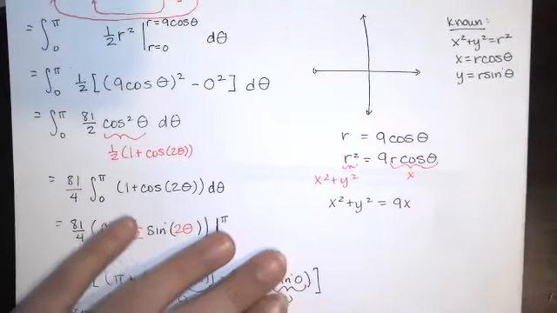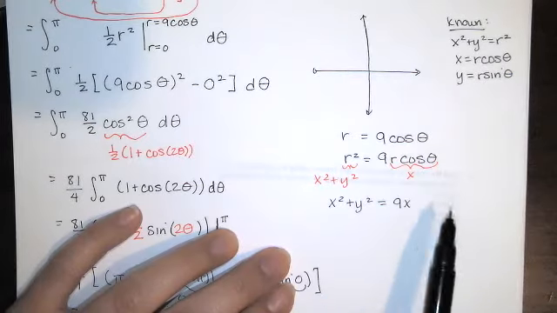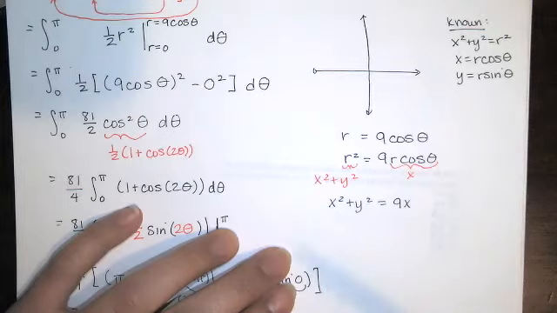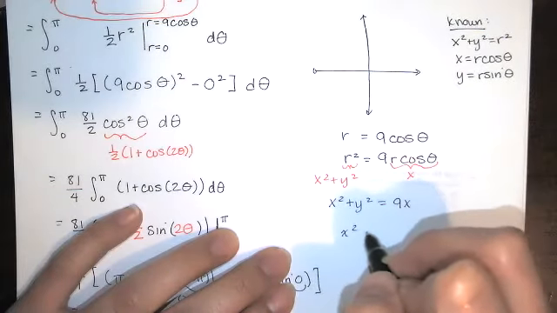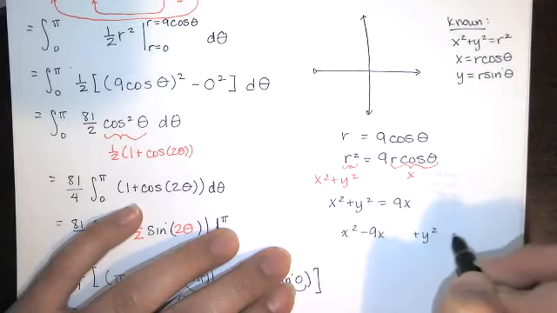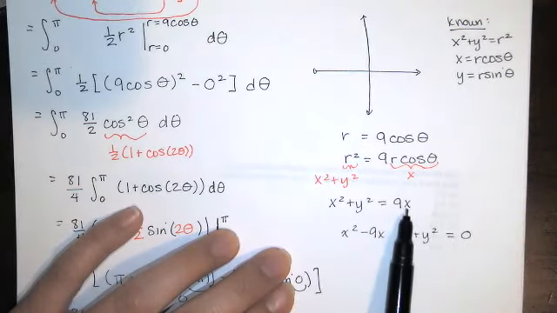Now that is a circle. It doesn't look like a circle yet because there's a 9x over here. There's no constant on this side, but that's okay. We can just move that 9x over here and complete the square, and we'll see that this is a circle. It's just not centered at the origin because of that 9x.